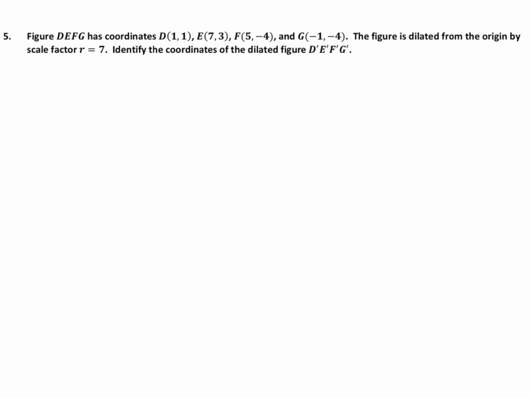Figure DEFG has coordinates (1, 1), (7, 3), (5, -4), (-1, -4). The figure is dilated, again, from the origin, meaning we can multiply by a scale factor of 7. Identify the coordinates of D prime, E prime, F prime, and G prime.